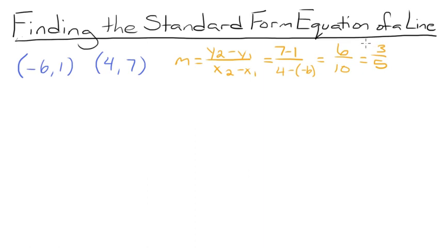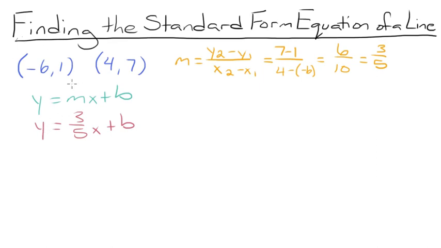For this example, we're going to start by using the slope-intercept form of a line. y equals mx plus b. We found our value for m, so we can plug this into our equation. So we'll have y equals 3/5 x plus b. Now plug in either one of the points for x and y so we can solve for b.